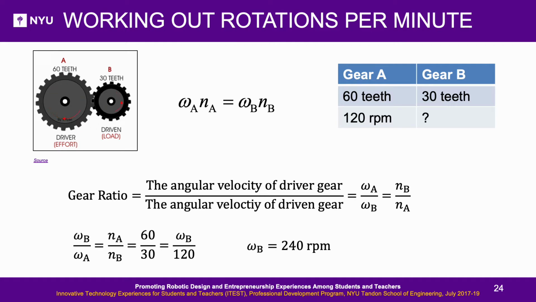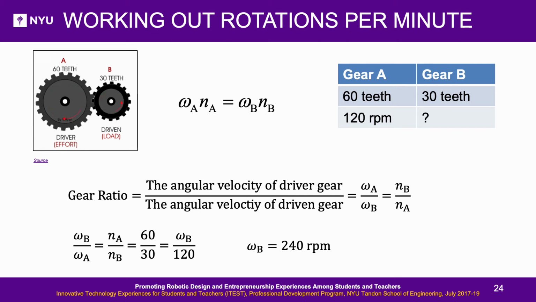In no-slip conditions, since the linear distance traveled by each gear is the same, the arc length of gear A is equal to the arc length of gear B. Therefore, radius times theta of gear A equals radius times theta of gear B. Theta of gear A divided by theta of gear B equals radius of gear B divided by the radius of gear A, which also equals the number of teeth of gear B divided by the number of teeth of gear A, for gears of the same pitch. Therefore, omega A times NA equals omega B times NB.